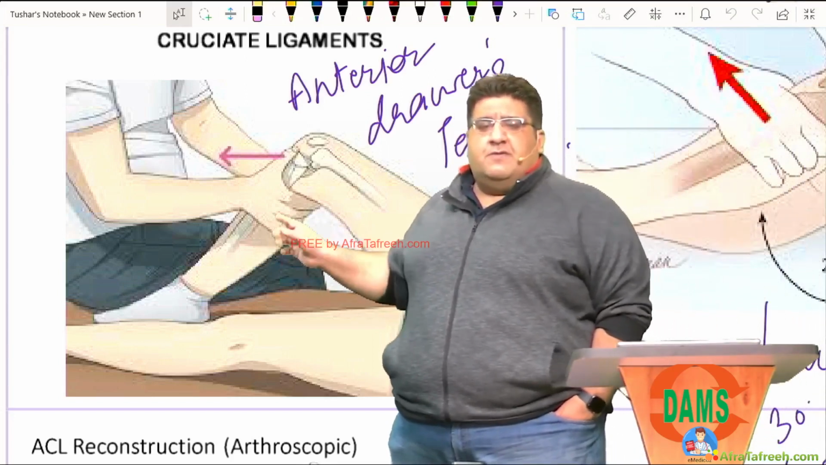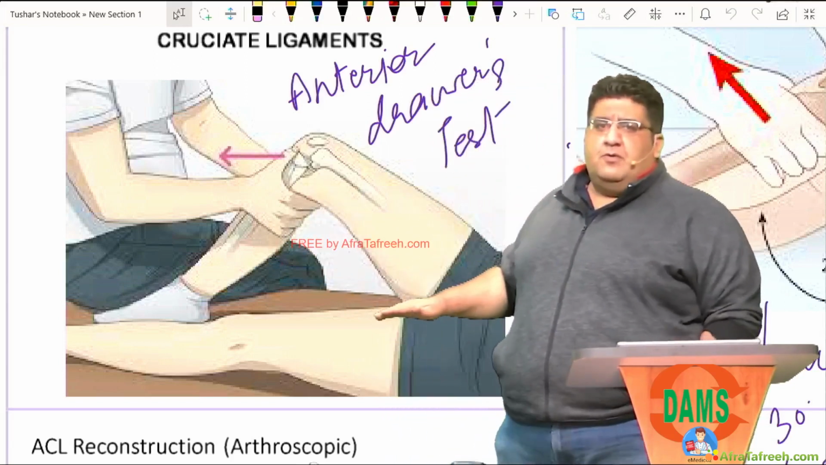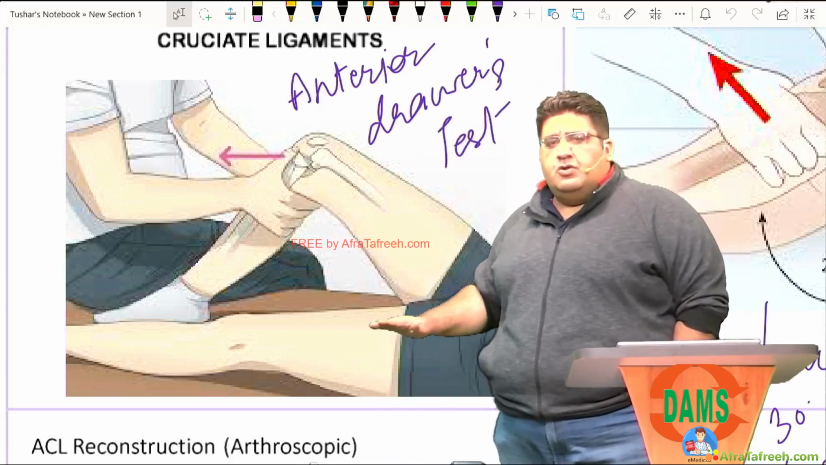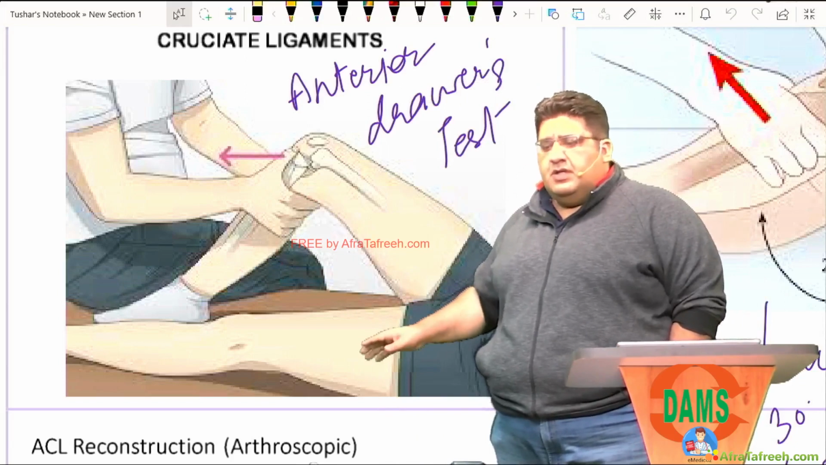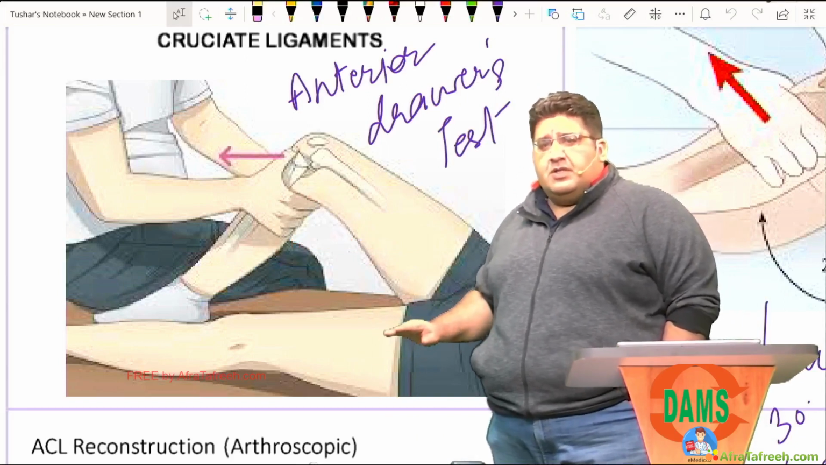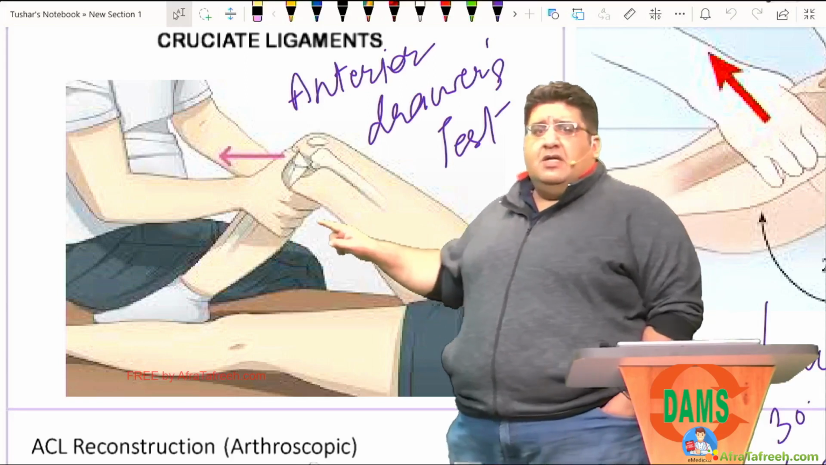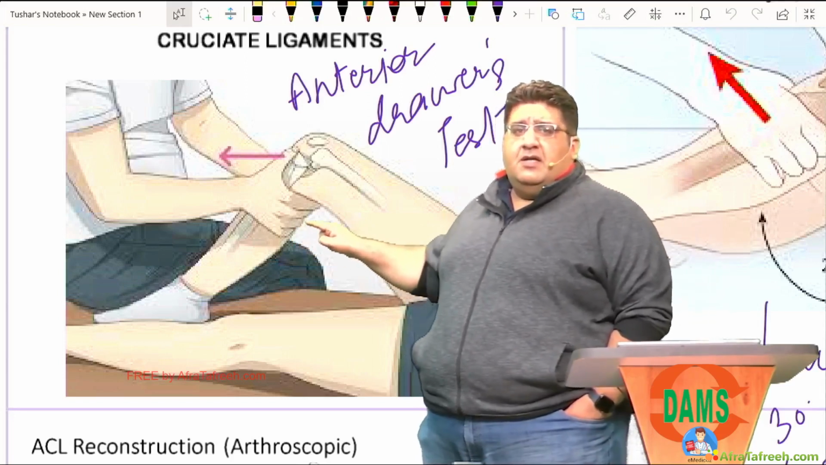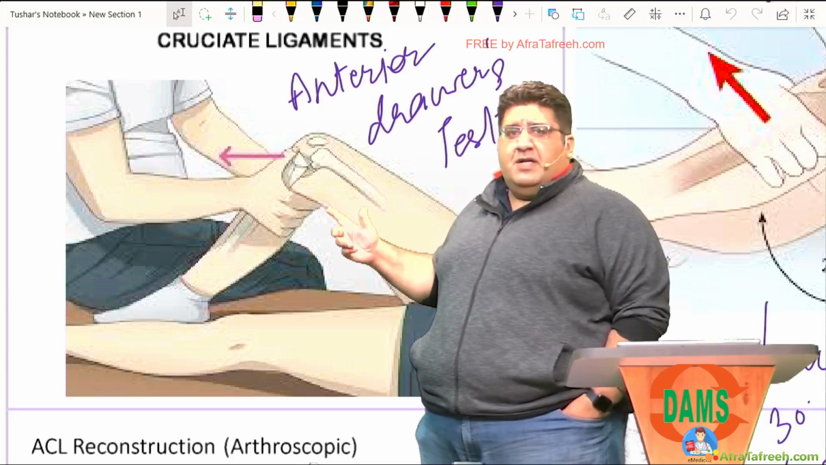So first of all, let me repeat it for you. The patient is made to lie down supine on the examination couch. Knee is flexed by 90 degrees.